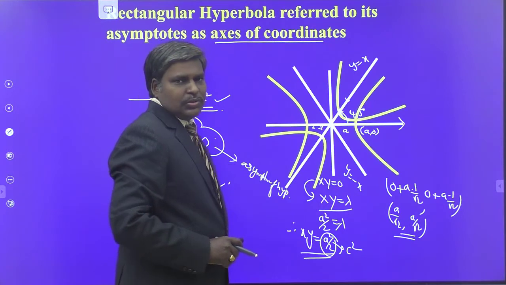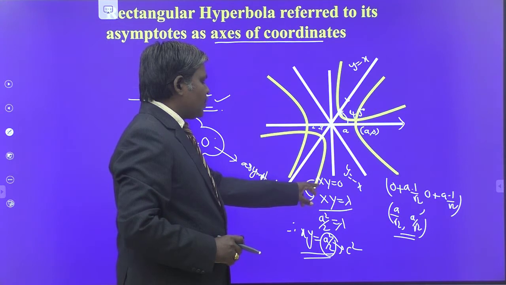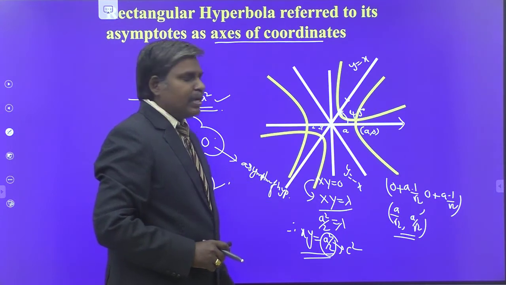Asymptotes always pass through the center of the hyperbola, and we know that the combined equation of asymptotes of a hyperbola and the equation of the hyperbola differ by a constant.